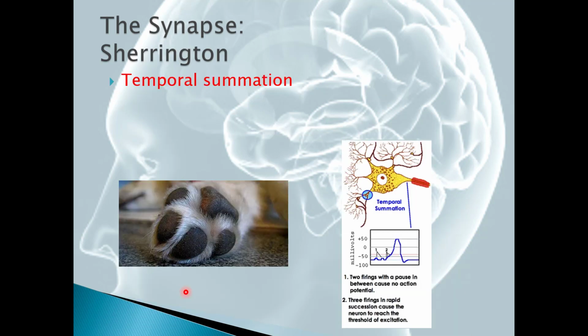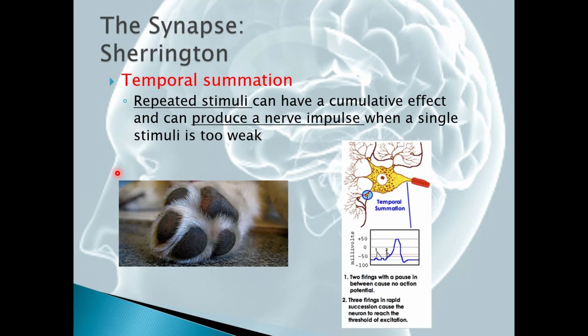So again, temporal summation is this idea that repeated stimuli can have a cumulative effect and can produce a nerve impulse when a single stimulus is too weak. So one stimulus, too weak, 1, 2, 3, repeated stimuli in the same spot can produce a nerve impulse. So again, this is with time, right? Time 1, time 2, time 3. And that's what we're seeing here.